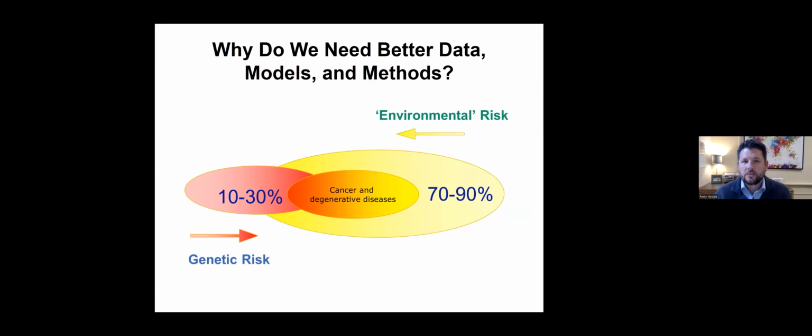So first of all, why do we need better data, models, and methods? This is fairly straightforward. We don't do a good job quantifying environmental exposures to look at how the environment contributes to chronic disease development. And so we know that that's a large portion, so 70 to 90%. And this is environmental risk defined broadly. So this isn't environmental hazards, but this is everything non-genetic.